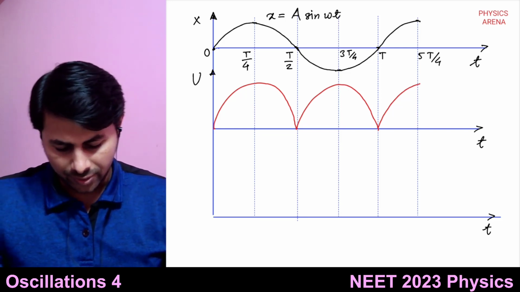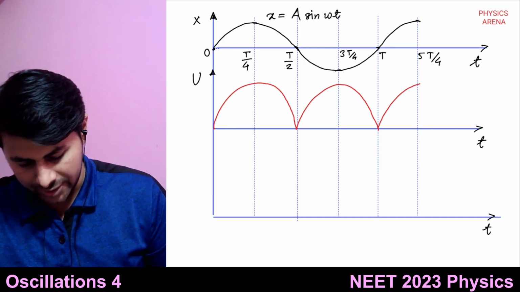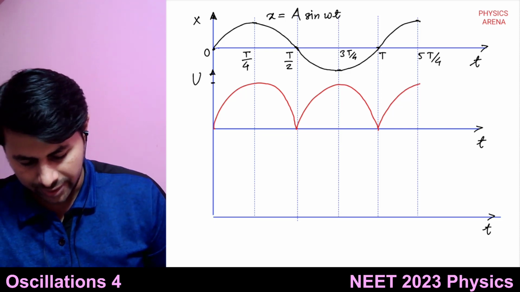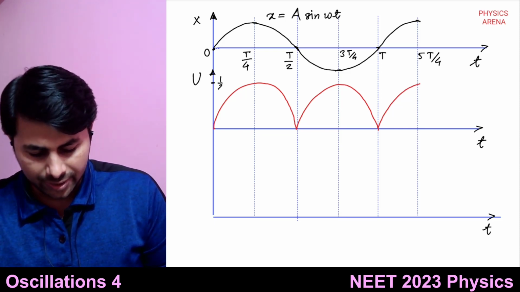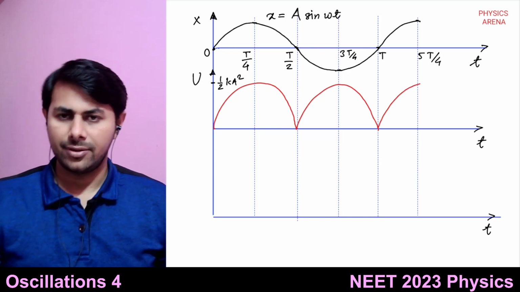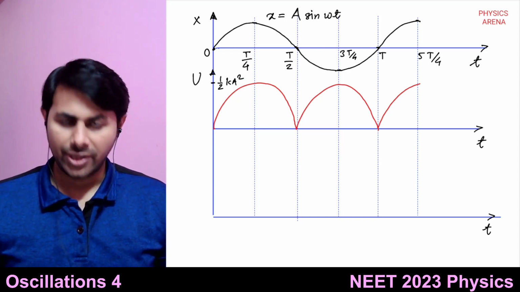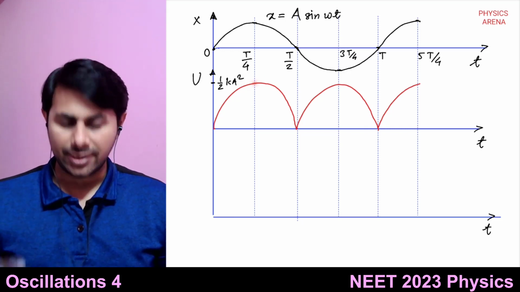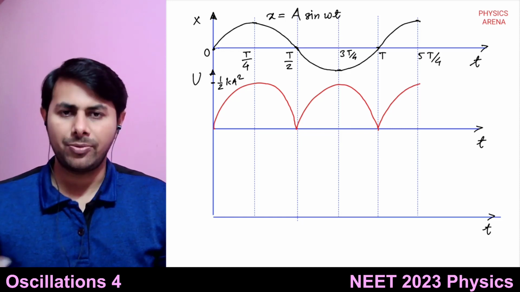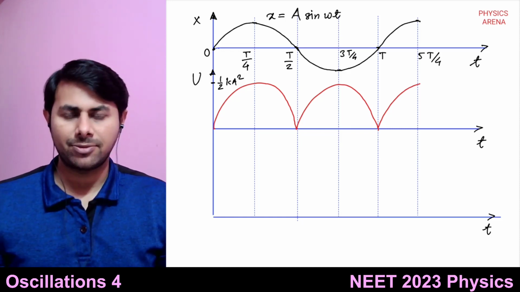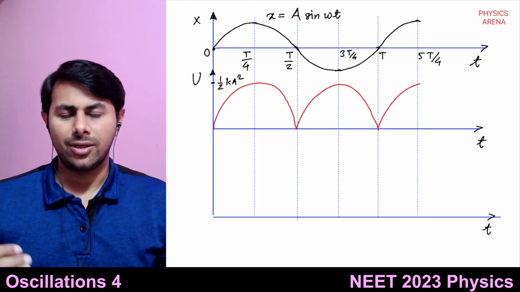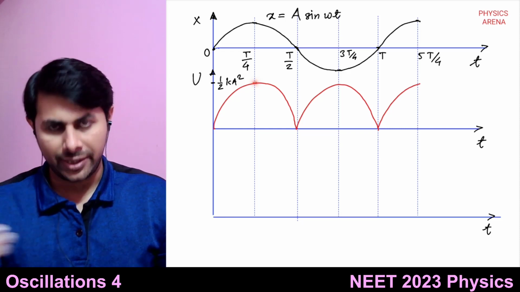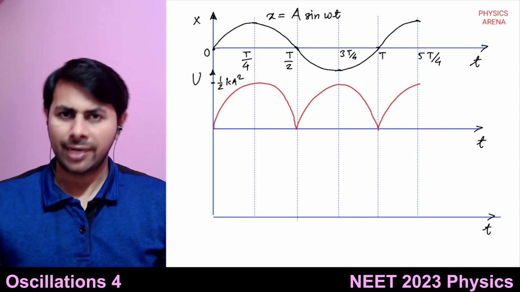Okay, so this is the graph of potential energy. It's always positive, and its maximum value is half of k a square. Okay, and the formula for potential energy is half of k into x square. So see, when does it become maximum? It becomes maximum at t equal to T by 4. Okay, when the particle starts from the mean position, it goes to the extreme at t equal to T by 4. Then because it goes to the extreme, the potential energy becomes maximum.